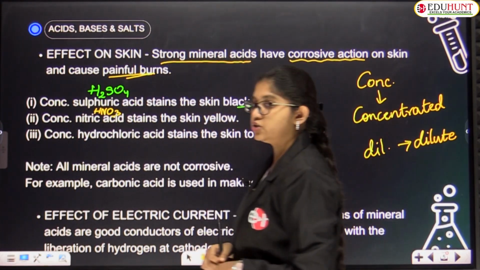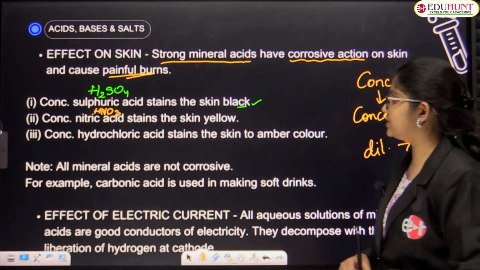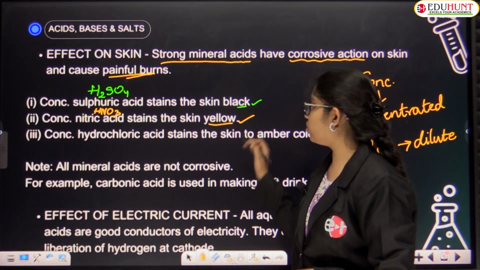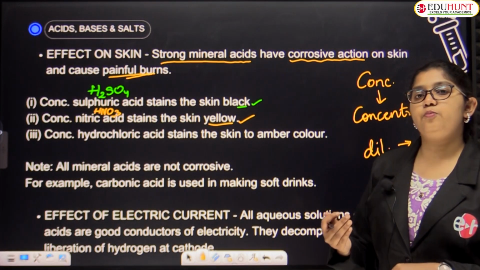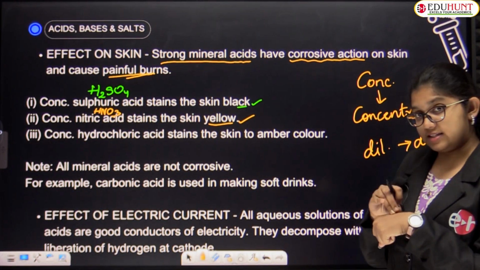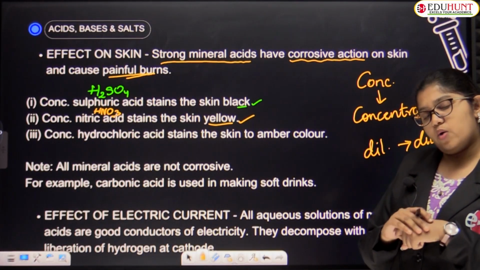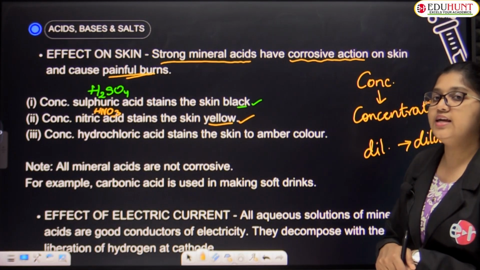HNO3. HNO3 is the formula for nitric acid, and it turns the skin yellow. Okay. If I add a few drops of concentrated nitric acid on my skin, what happens? After burning and all, what happens? It will turn my skin yellow in color.